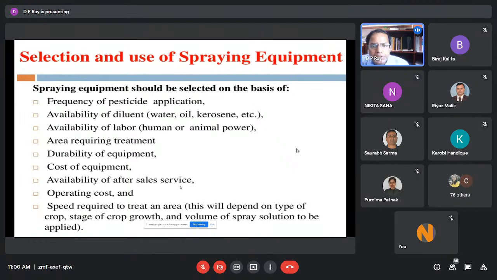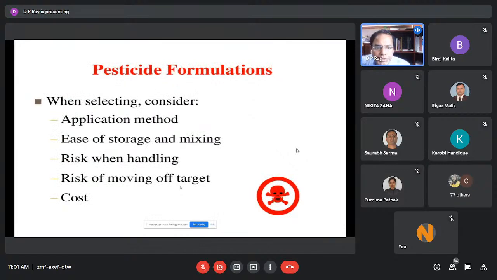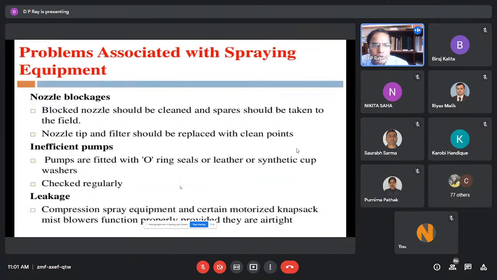And for spraying equipment, I also mentioned that the frequency of pesticide application should be selected on the basis of spraying frequency and availability of diluent, whether water, oil or kerosene is available, availability of labor, area requiring treatment, durability of equipment, cost of equipment, availability of after-sale service, operating cost, and speed required to treat the area. These are some of the important parameters for selecting and using spraying equipment. And for pesticide formulation, we should think about the application method, storage and mixing, risk when handling, risk of moving off target, and the cost as well.